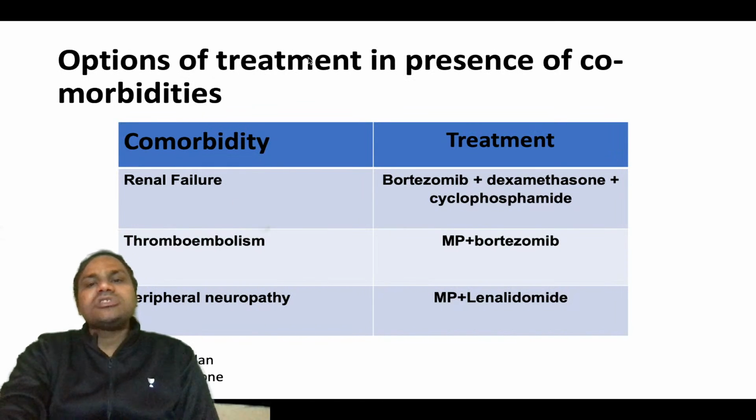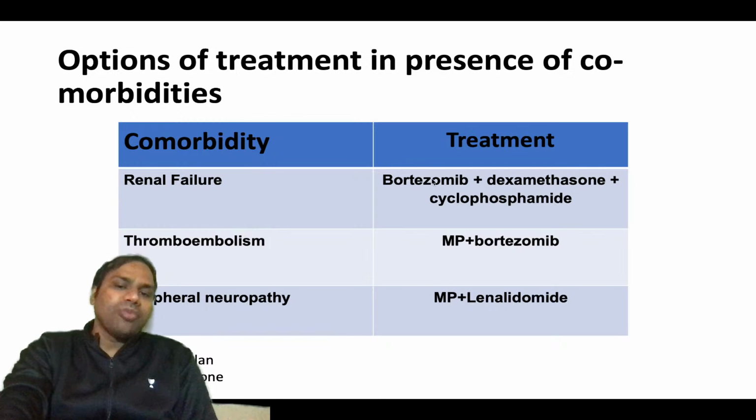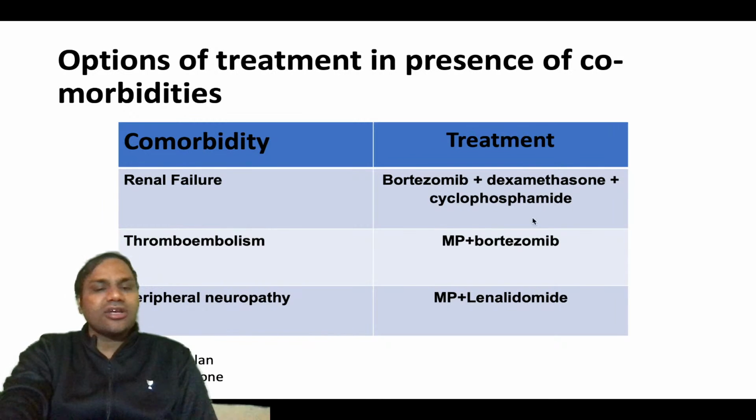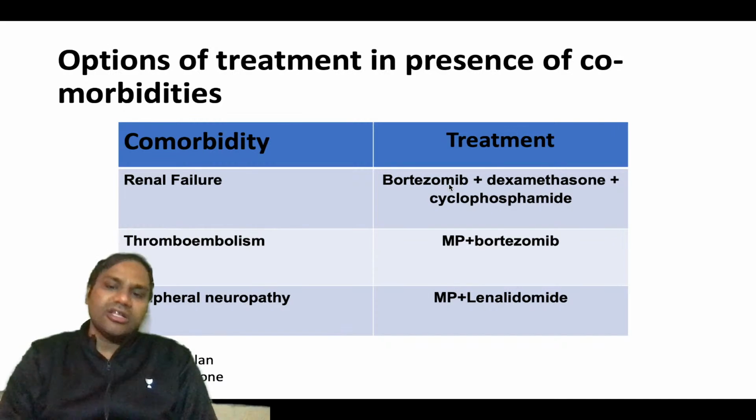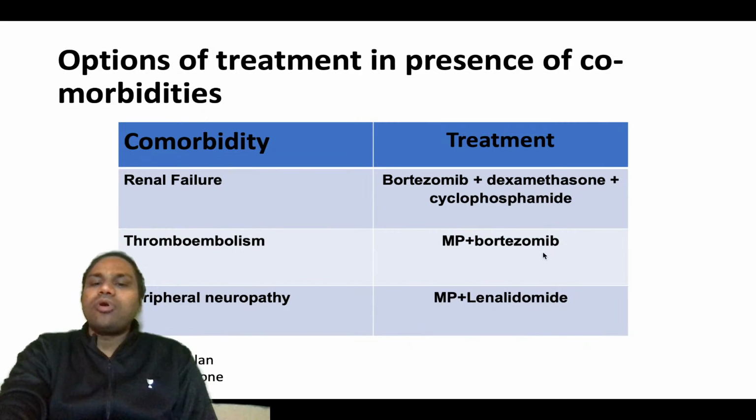So now, what are the treatment options in the presence of comorbidity? If you have renal failure, you can give bortezomib, dexamethasone and cyclophosphamide. So you have removed thalidomide or lenalidomide. Then in case of thromboembolism, you can give melphalan and bortezomib. Thromboembolism is also very high with thalidomide, and peripheral neuropathy is also very high with thalidomide.